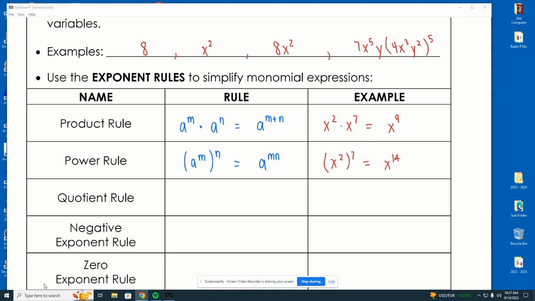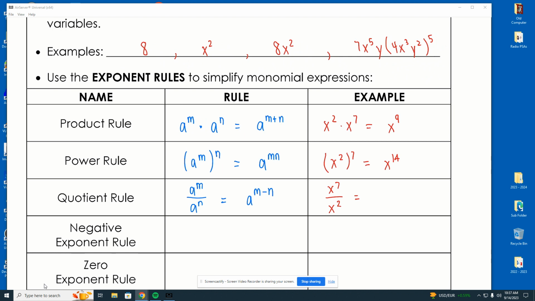Another property or rule that I think you've definitely done before, and that's division, the quotient rule. If I had, for example, a to the m over a to the n, so my variables or my bases are the same on both the top and bottom, numerator and denominator, I can combine those, but how do I do it? You subtract them. You do m minus n. So an example of this, using the same values, x to the 7th divided by x to the 2nd.